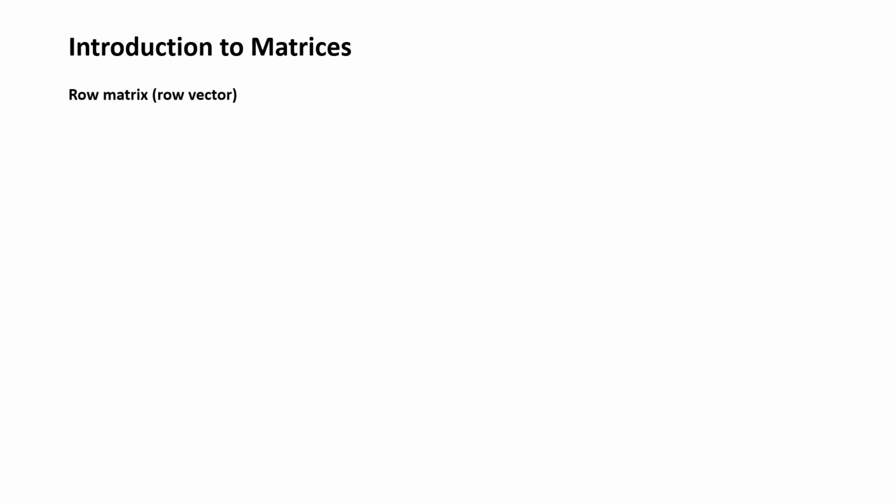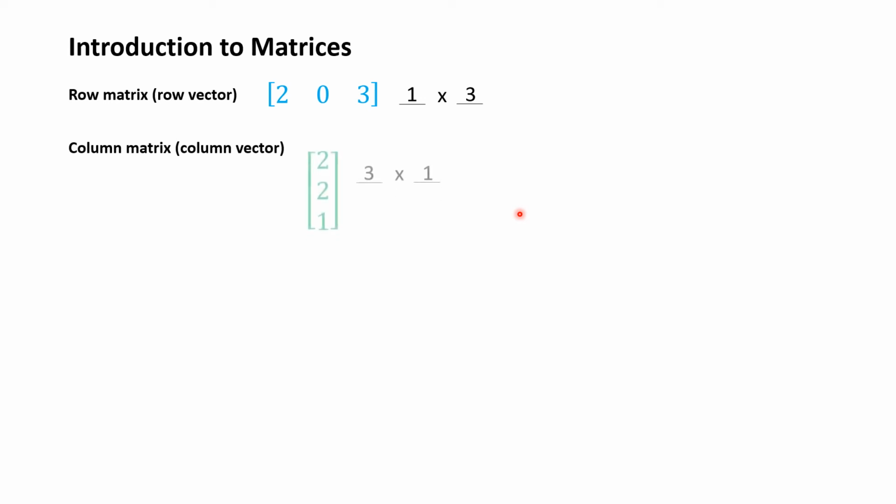Next, we're going to look at some unique matrices. A row matrix, also known as a row vector, is a matrix that consists of 1 row and 1 or more columns. The R value for a row matrix is always equal to 1. A column vector consists of 1 or more rows and 1 column, and the C value for a column matrix is always equal to 1.